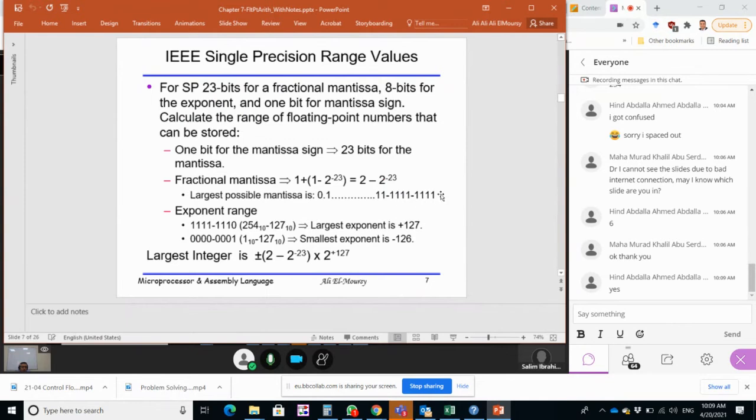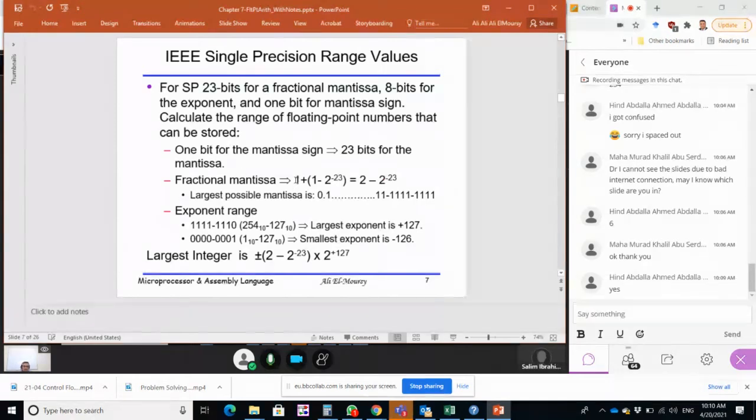Great. What is the largest possible Mantissa? The largest possible Mantissa is when all the bits of the Mantissa are equal to 1. So what will be the value of the fractional Mantissa in that case? I can convert this from binary to decimal, but there is a very easy trick. If I add 0.0000001 to this number, I will end up with the number 1.